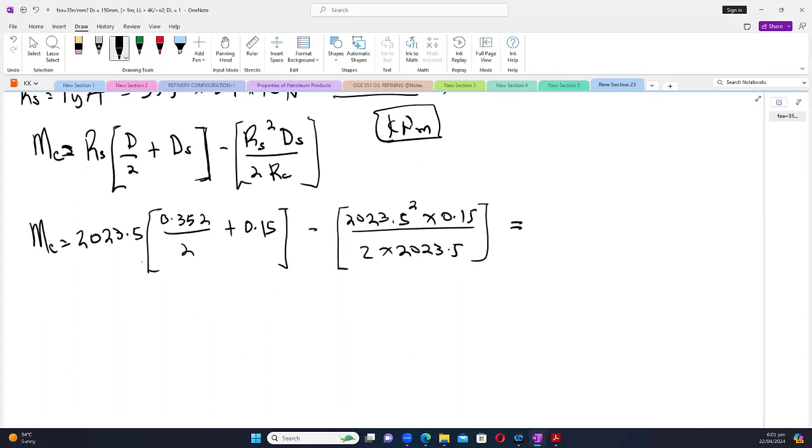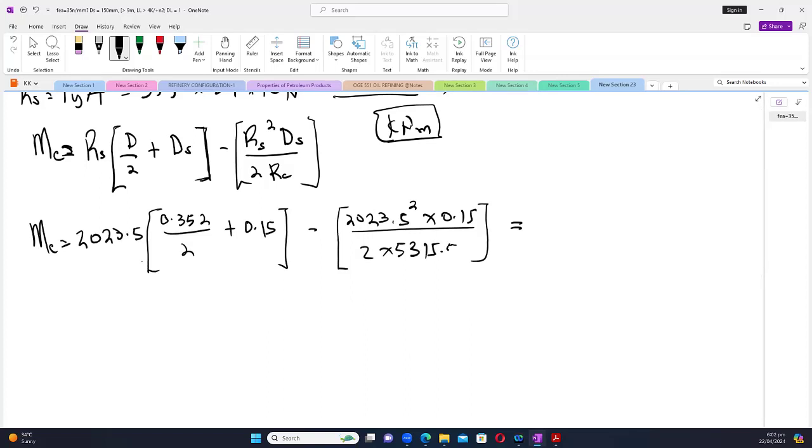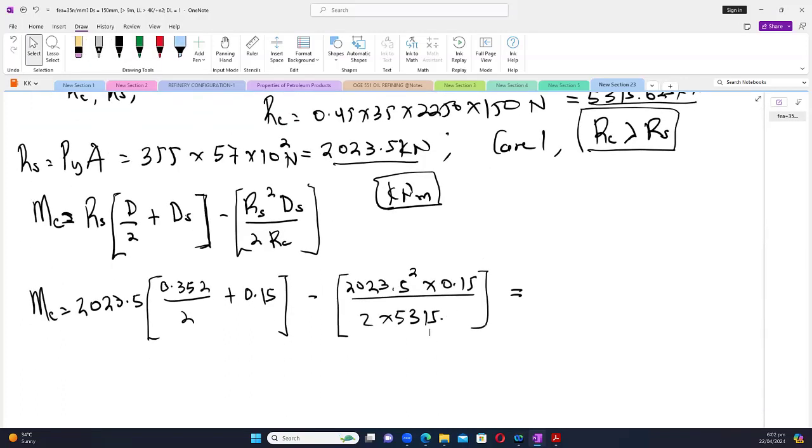RC is 5315. Are you done with the calculation? Please, I think what I've written is correct. Please say, the RC is what? 5315.5, 0.65, point what? 625. Yes. Okay, so this is correct.